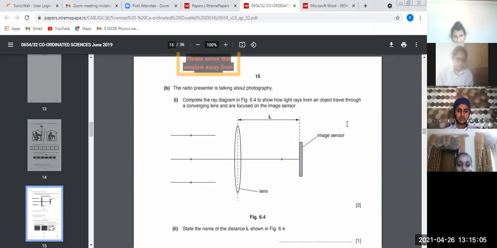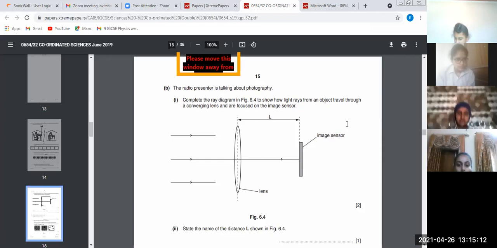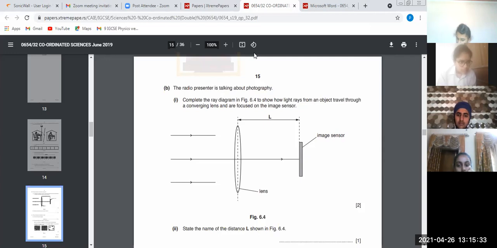Okay, B part. The radio presenter is talking about photography. Complete the ray diagram in figure 6.4 to show how the light rays from an object travel through the converging lens and are focused on the image sensor. Okay, so it is focused on the image sensor. A very good hint is given to you. Kindly use this and try to draw the ray diagram.